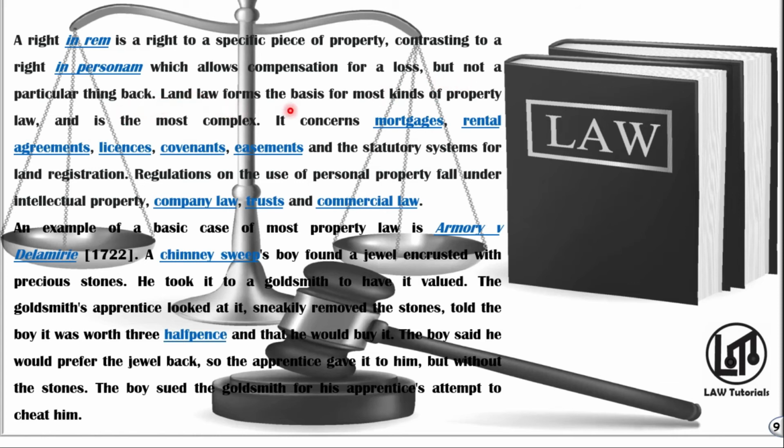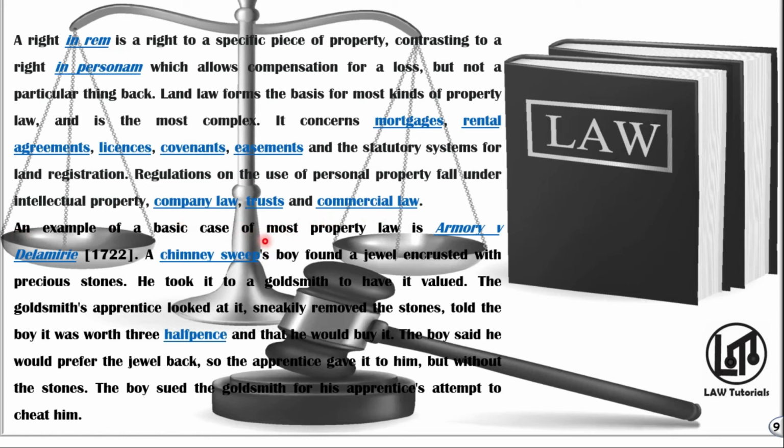Land law forms the basis for most kinds of property law and is the most complex. It concerns mortgages, rental agreements, licenses, covenants, easements, and the statutory systems for land registration. Regulations on the use of personal property fall under intellectual property law, company law, trust, and commercial law.